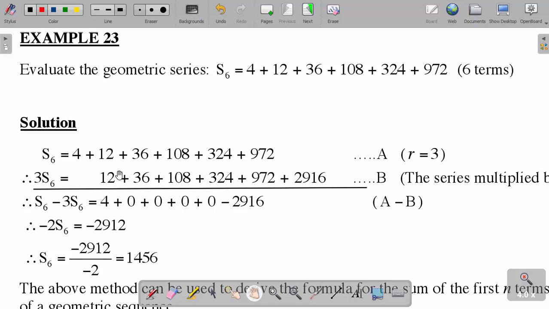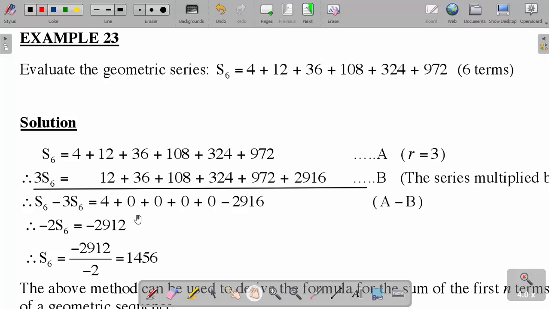Now, if I multiply by the constant ratio, I get 3 times the sum of the first 6 terms. Now, 3 times 4 is 12, and 3 times 12 is 36, and 3 times 36 is 108. Then 3 times 108 is 324, until the last term, that is 3 times 972, which gives me 2916. Okay. Now, after multiplying the series by the common ratio, I can subtract. This is equation A minus equation B.